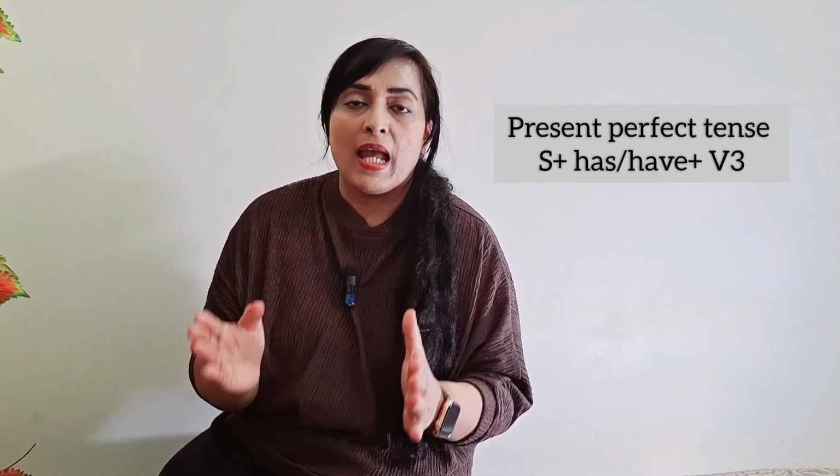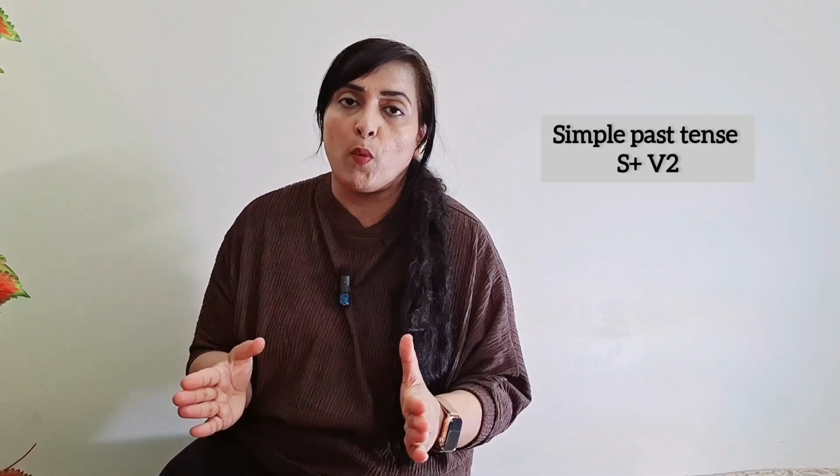So, what is the structure of present perfect tense? Subject plus has/have and the third form of the verb. It is used for actions that happened in the past but still matter now. I have visited London. So, what is the structure of simple past tense? Subject plus the second form of the verb. It is used for actions that happened at a specific time in the past. For example, I visited London in 2020.